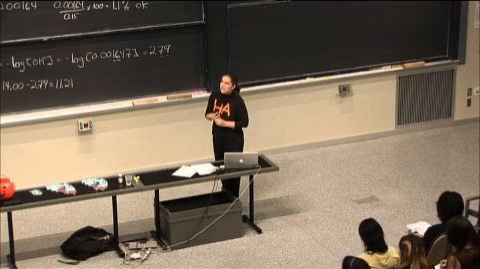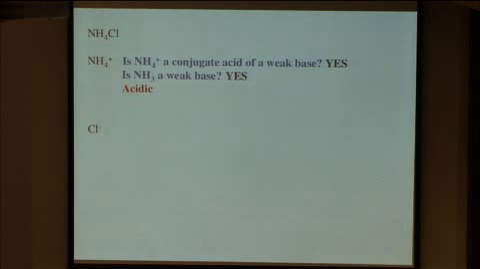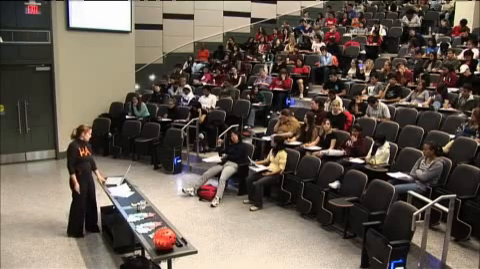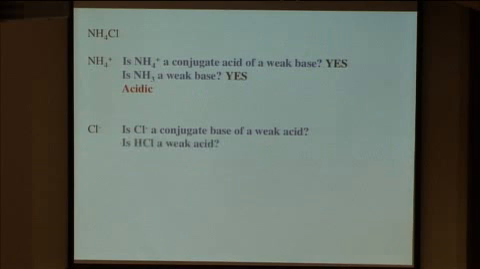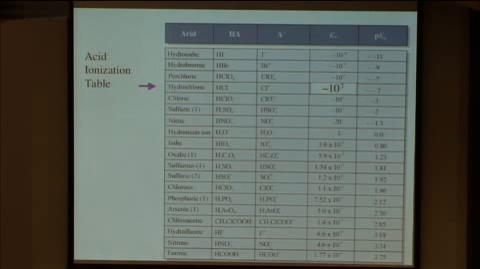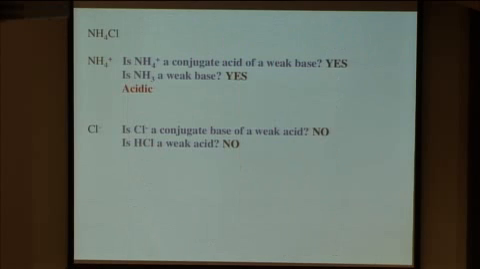What about Cl-? Do you think it's going to do anything useful for you? Where do you think Cl- came from? From HCl. So we could ask again, is Cl- a conjugate base of a weak acid? The acid is HCl. Is that a weak acid? No. We could look it up if you didn't remember it: 10 to the 7th, definitely not weak, a very, very strong acid. And if something is a strong acid, its conjugate is ineffective as a base. So Cl- is ineffective as a base, so it's going to be neutral here.